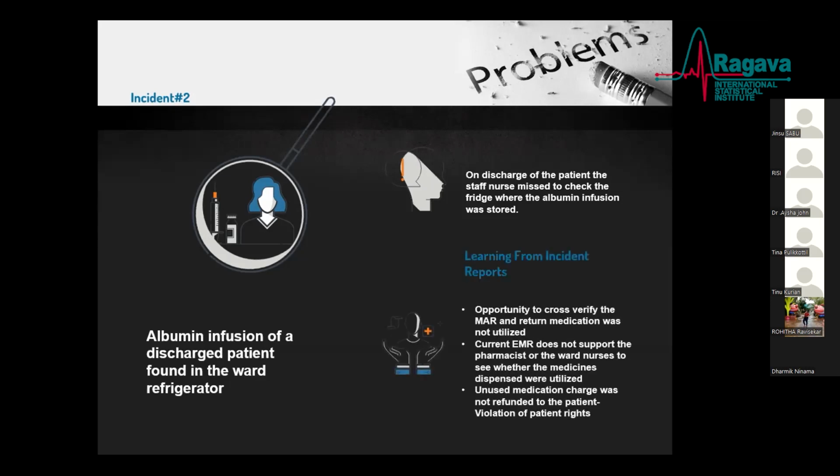Why? There was no opportunity to cross-verify the MAR, and the return medication was not utilized. The current EMR does not support the pharmacist or the ward nurses in seeing whether the medication was dispensed. So there was some issue with the system as well. An unused medication charge was not refunded to the patient. So there was a violation of patient rights as well.